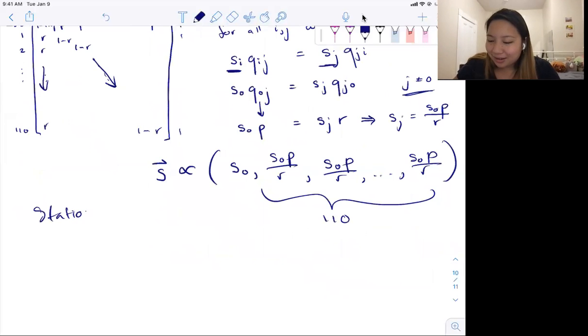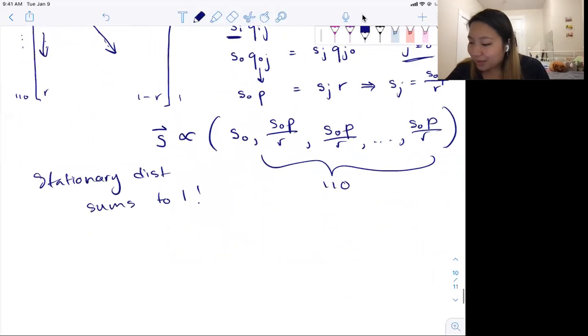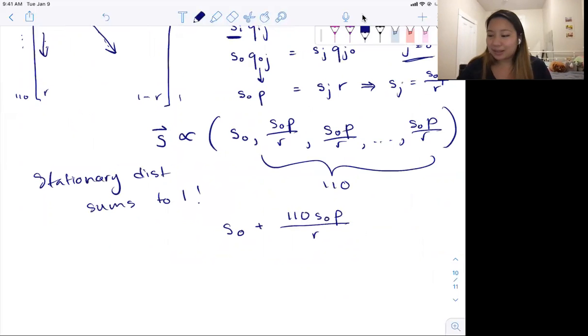The stationary distribution sums to 1 because they're all probabilities. So we're going to take the sum of this, which is S0 plus 110 S0 P over R, and we're going to divide every element by this sum.